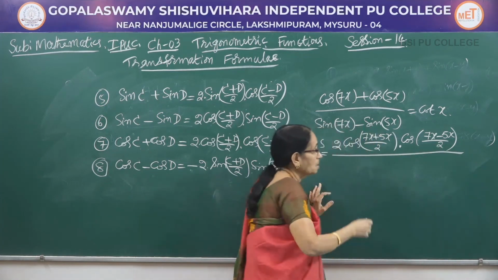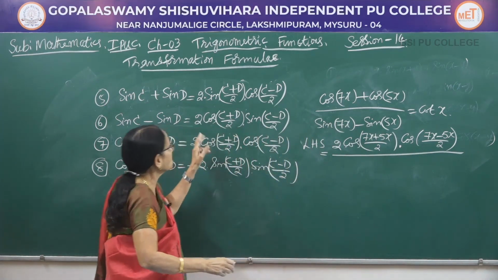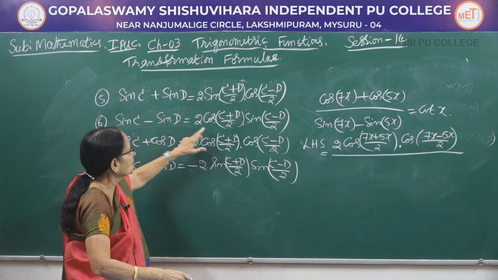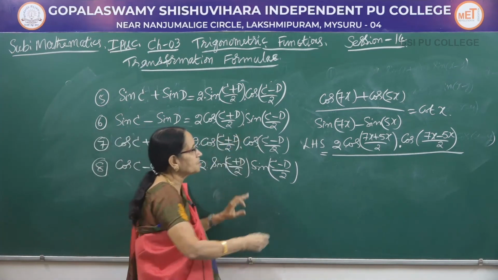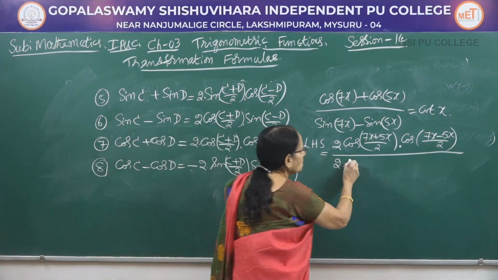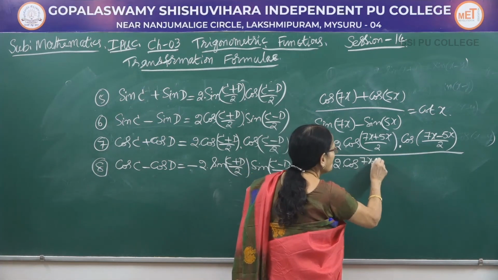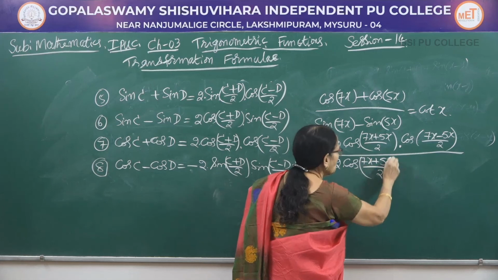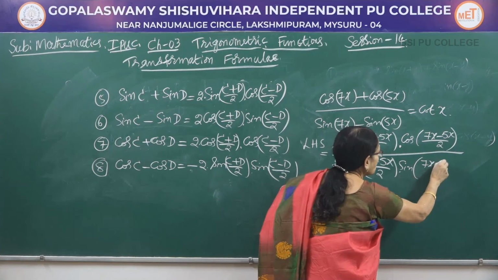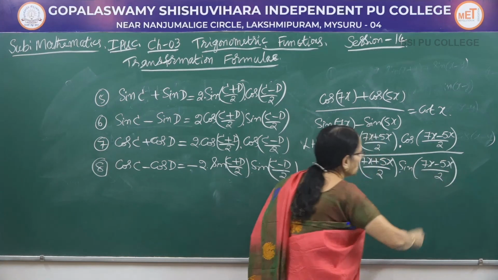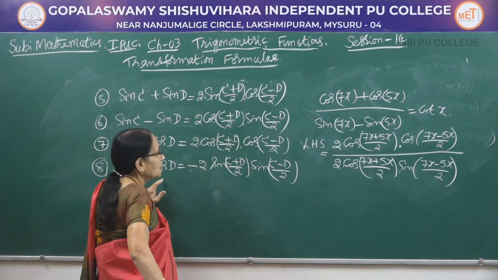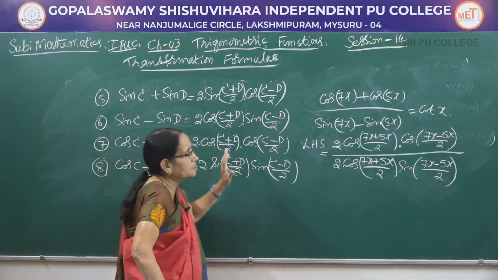Now write the denominator. Look at sin c minus sin d, the 6th formula. Here, first you have the cos function, then you have the sin function. It is 2 times cos of (c plus d) by 2, so it is cos of (7x plus 5x) divided by 2, into sin of (c minus d) by 2, that is (7x minus 5x) by 2. So we have made use of the formula directly: for the numerator, the 8th formula, and for the denominator, the 6th formula.